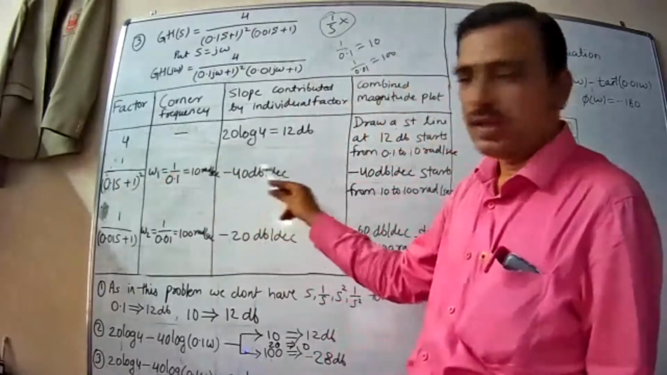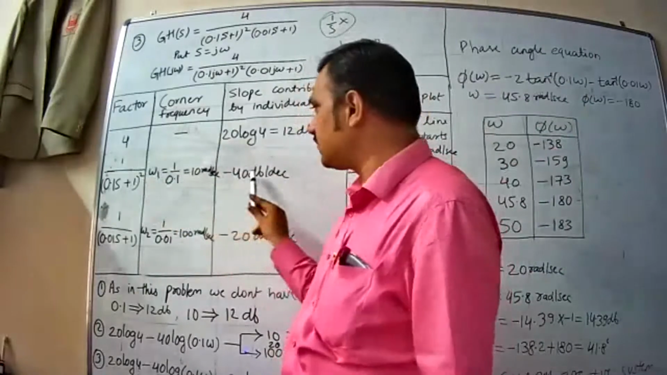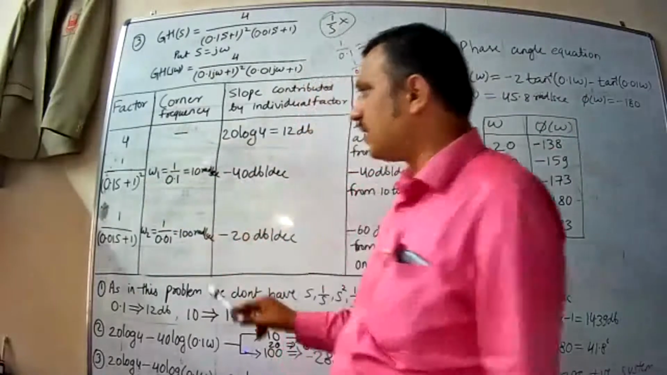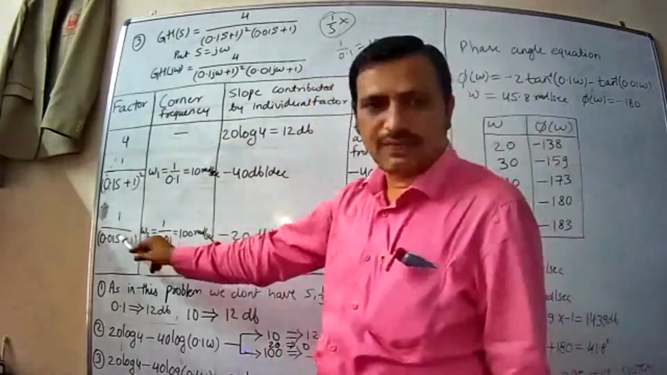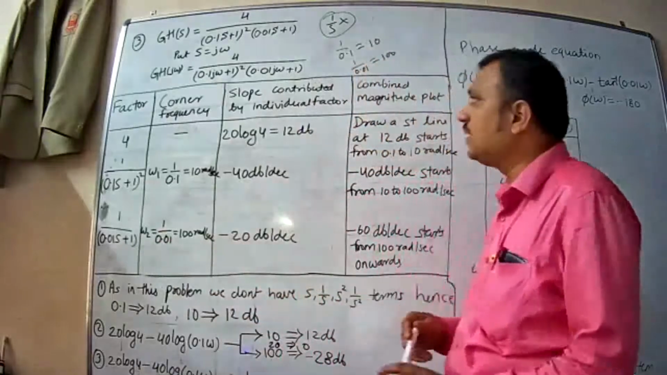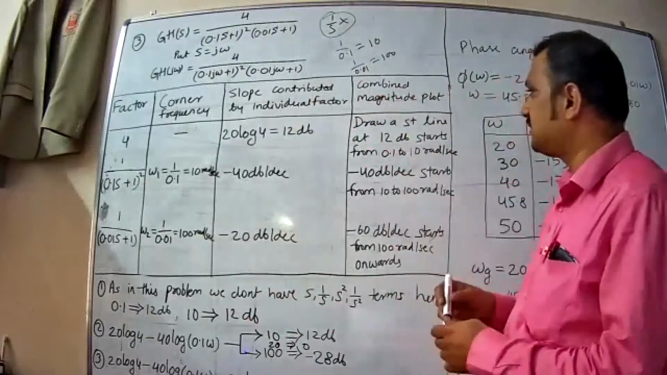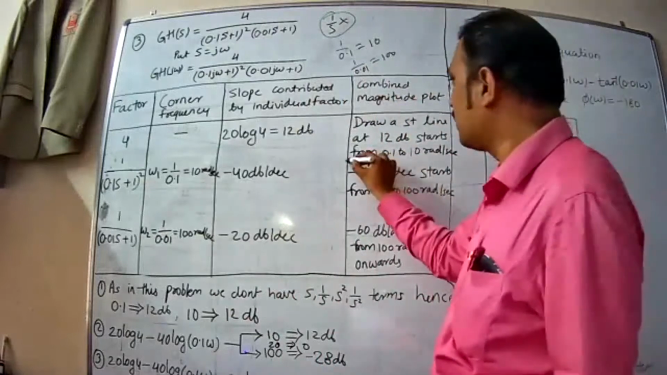If you have only the s term, only one order, then we have to take minus 20. Here the square is there, and so we have to take minus 40 dB per decade. When you come to this third factor, then we have to take minus 20 dB per decade. This is regarding the slope contributed by the individual factor. Next, the last one, which is important for this problem.